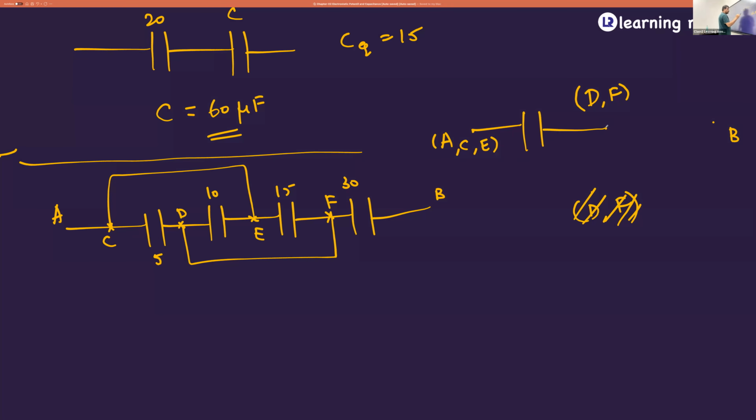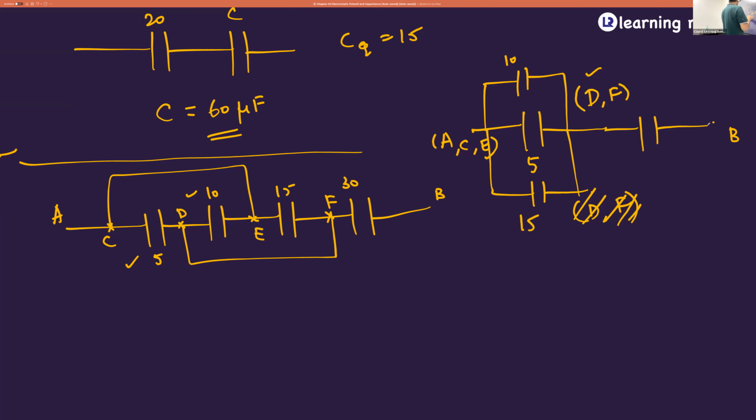How much is that value? 5. Once you're done, put a tick with a pencil. From D to E, there is one capacitor that is going, which is like this, which is 10. You're done with this. Between E to F, there is one capacitor, which is of value 15. And from F to B, there is one capacitor, which is 30. Did you understand how I redrew?